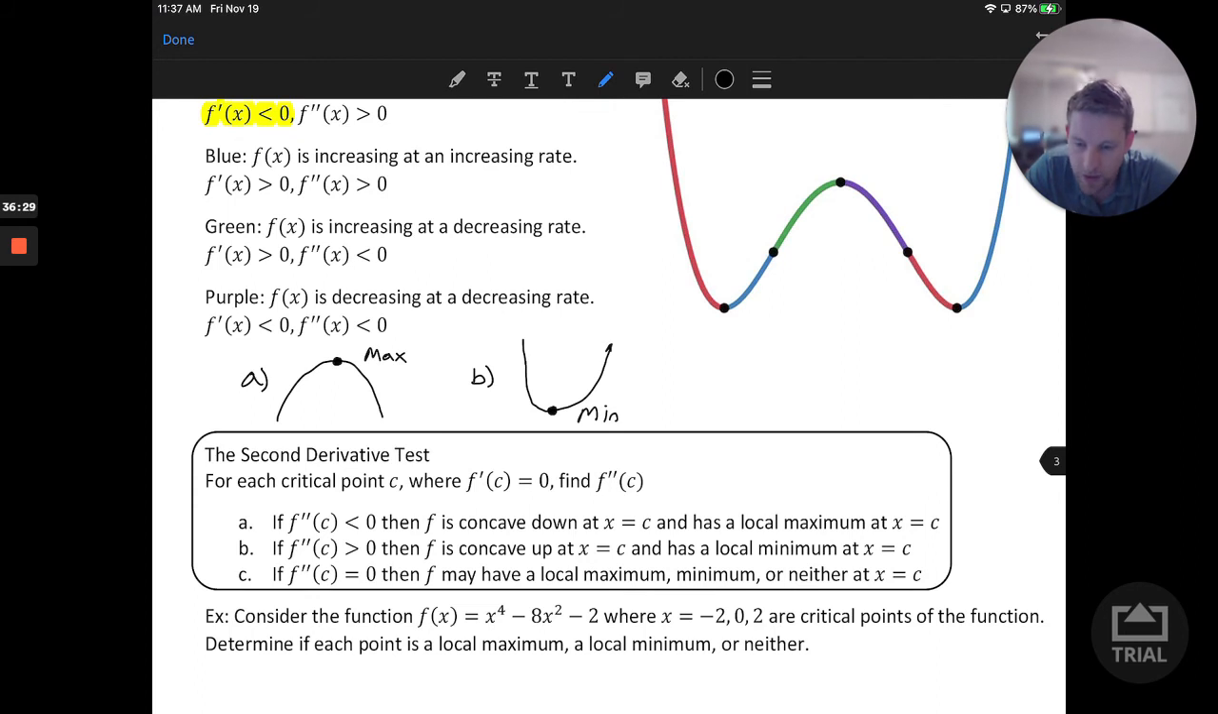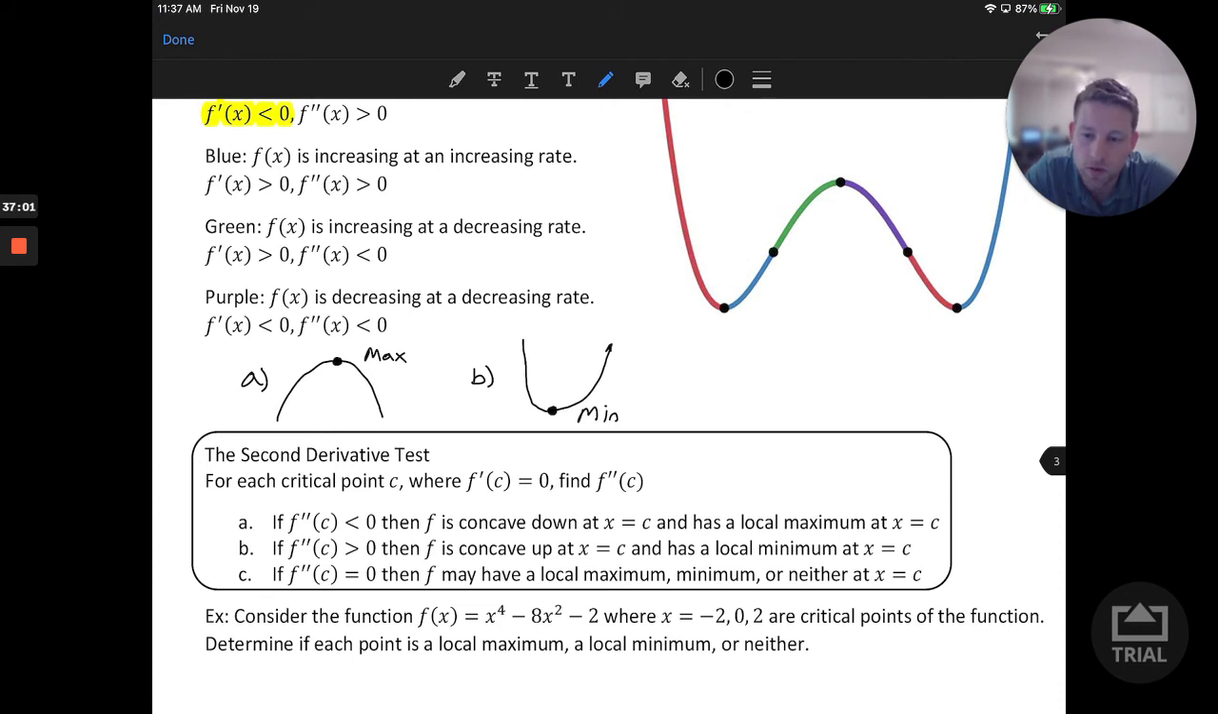The last case is where f double prime of c, the critical point, is equal to 0. If this is the case, then f may have a local max, it could have a local min, or it could have neither. So that's going to be an inconclusive case there. So we'll have to do further investigation, maybe with a graph of the function, or just go back to the first derivative function and consider what's happening.